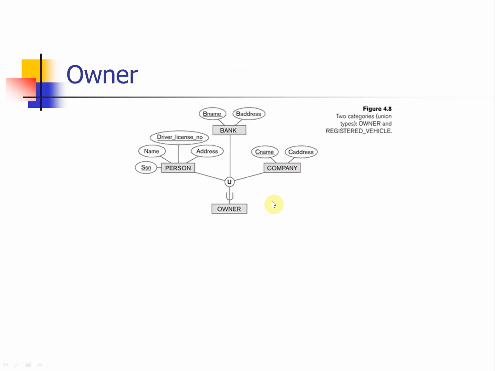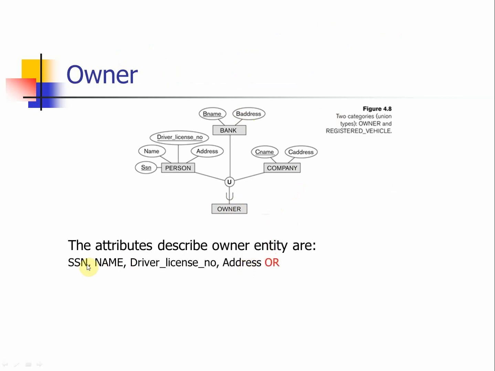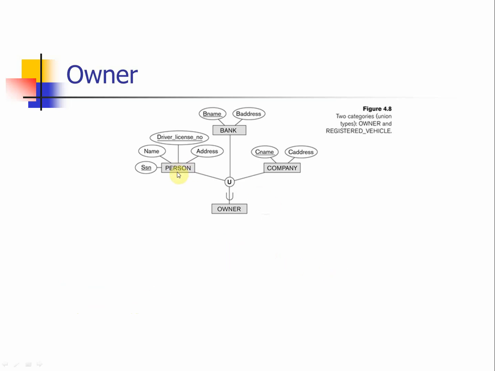So you already know the owner can be a person or a bank or a company. In this case, we know the attributes describing the owners are the names, the bank names, or the company names. So how do we represent this in the relational schema diagram? We will have the person, bank relation, and company relation converted in step number 1 already. So we have those things there already.